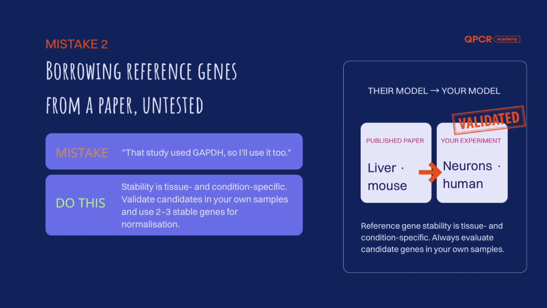Validate your candidate genes in your own samples, under your own conditions, using tools such as GNorm, NormFinder, BestKeeper, or RefFinder to rank their stability. Then normalize to 2 or 3 stable genes, rather than just 1.